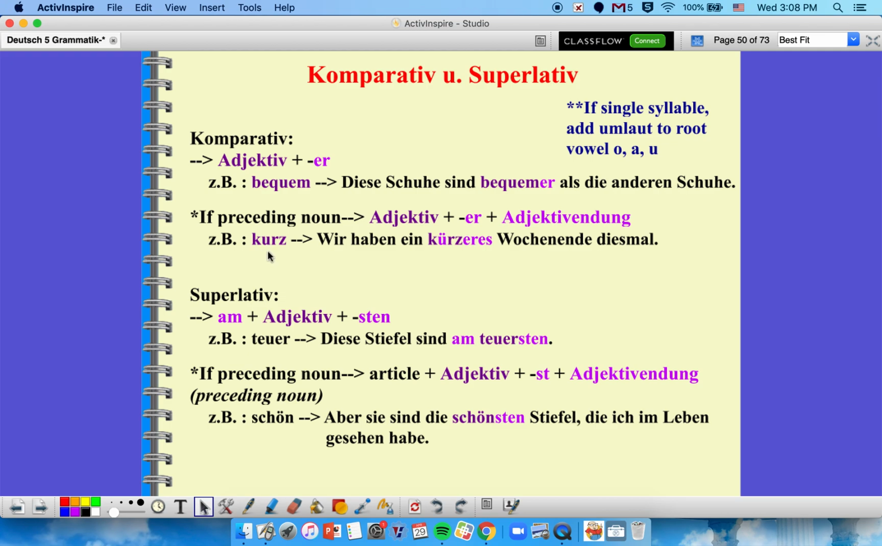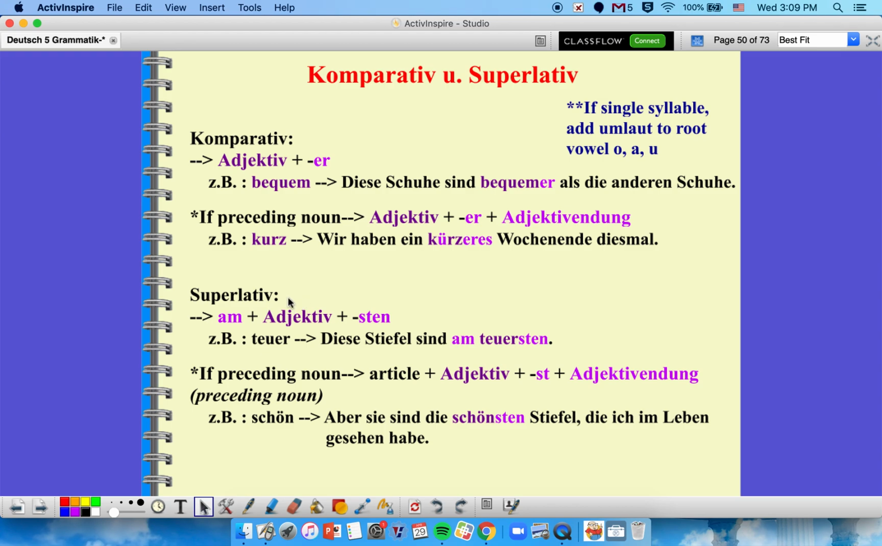So, for instance, kurz, you could say, wir haben ein kürzeres Wochenende diesmal, and that's a shorter. So kürzer is your regular comparative there, and the es is getting added because we're showing that Wochenende is neuter. We see ein here, it's original, doesn't give us the gender, so we add it onto kürzer right here. Same thing can happen with superlative. You have one form that works when it's by itself, but then when it goes in front of a noun, then you have to add an adjective ending to it.